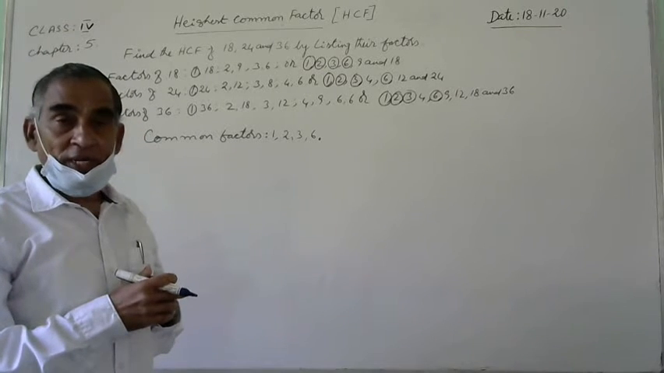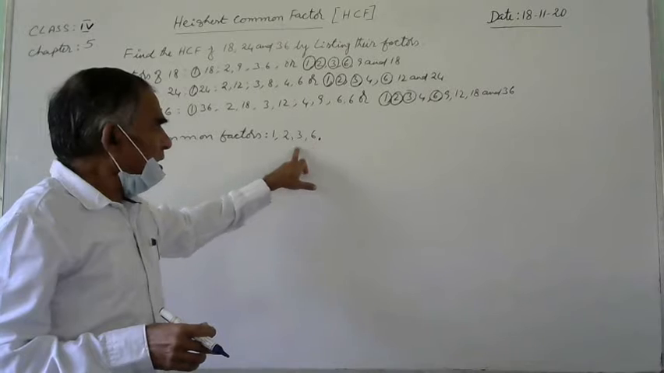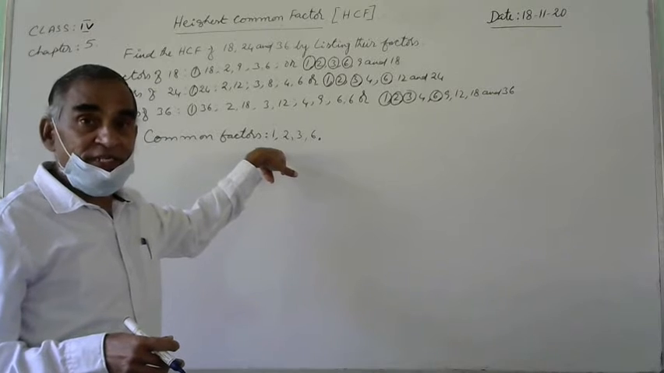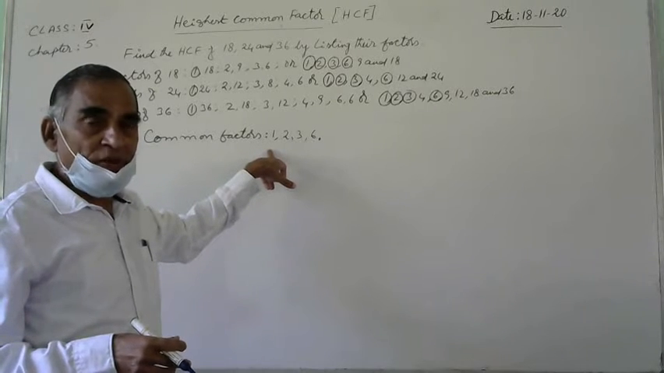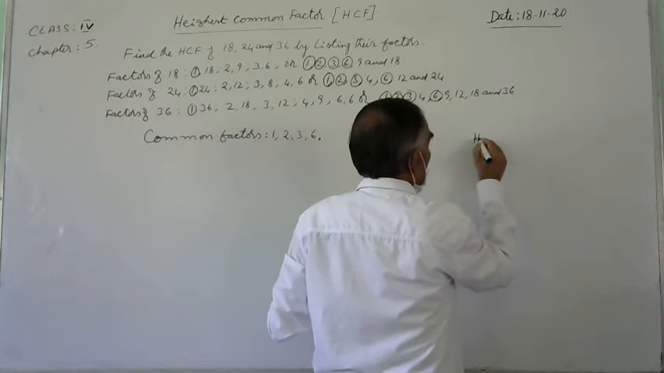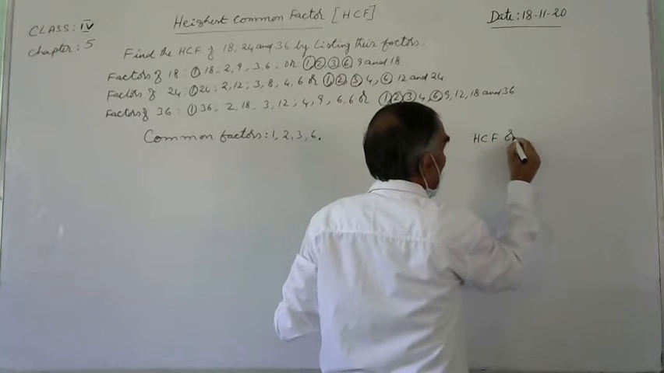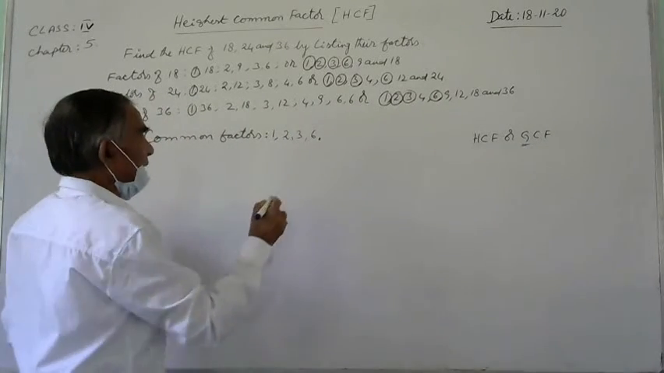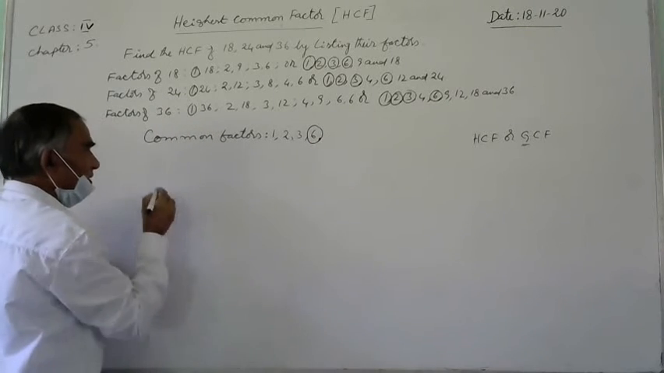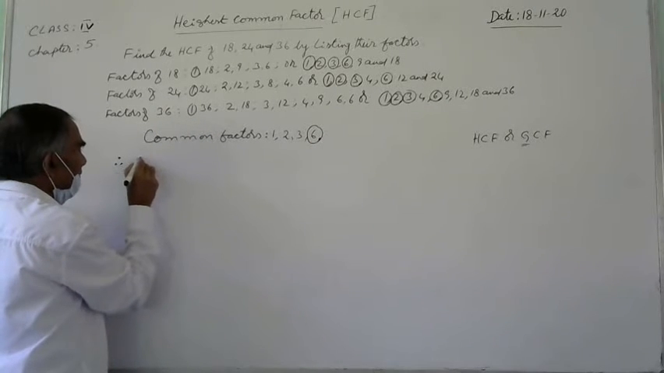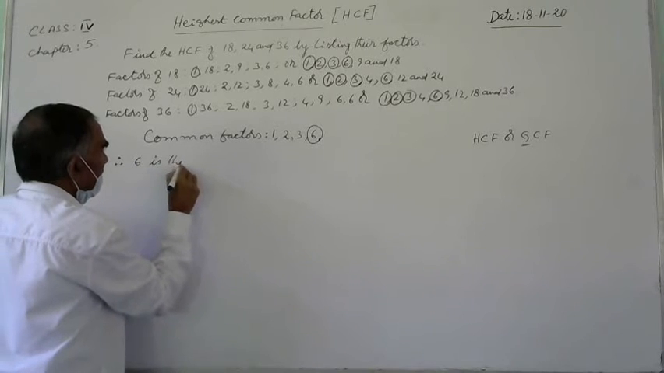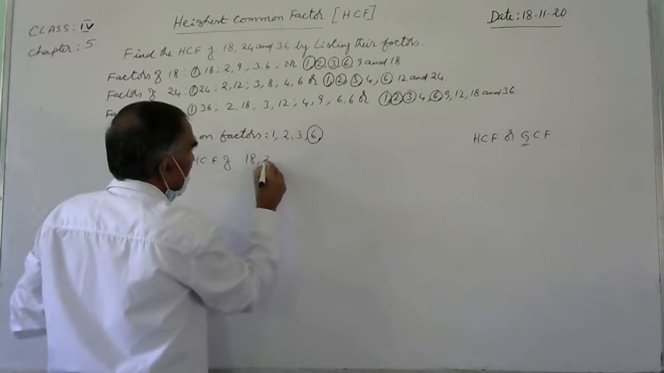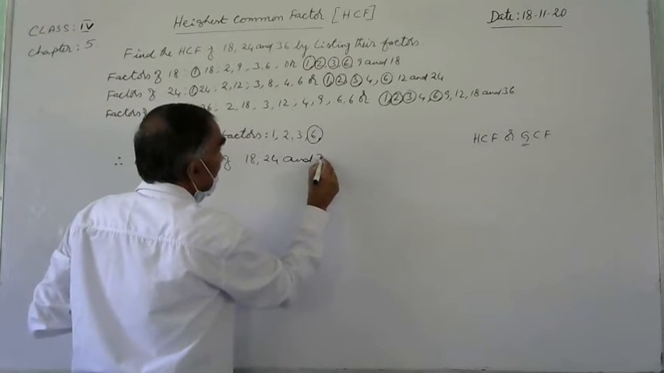18, 24 and 36. In these common factors, one is the smallest common factor. What is the highest, meaning the greatest common factor? HCF means highest common factor, or GCF. It is also the same; GCF means greatest. What is the greatest factor here? 6. Therefore, 6 is the HCF of 18, 24 and 36.